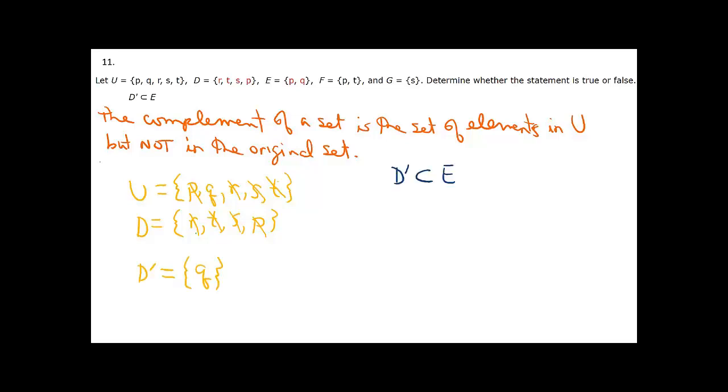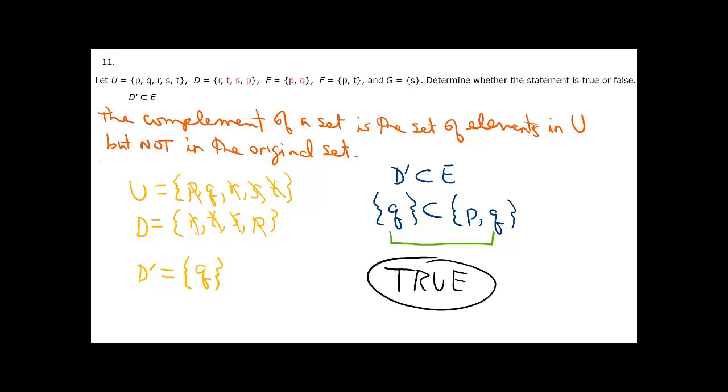So I'm comparing D complement to E, and I want to know if D complement is a proper subset of E. So if I write out D complement, which is the set containing Q, and then write out E, which is P and Q, and notice that there's a Q on the left that also is repeated on the right, that means that that statement is true. And since you don't have equality, it would be a proper subset. It would also be just a regular subset of. As long as you don't have equality, the difference between proper subset and regular subset really doesn't matter.